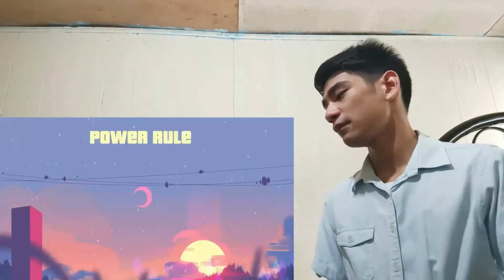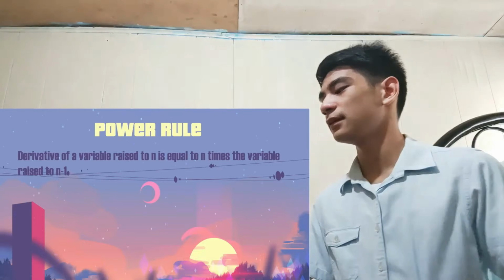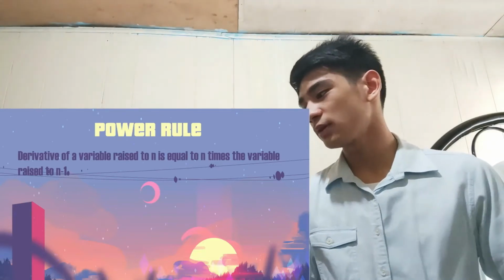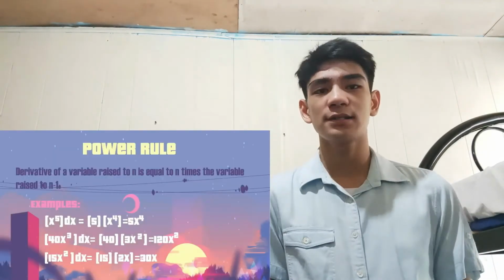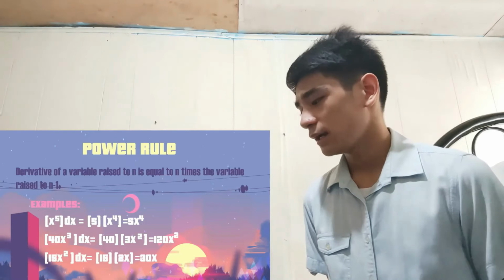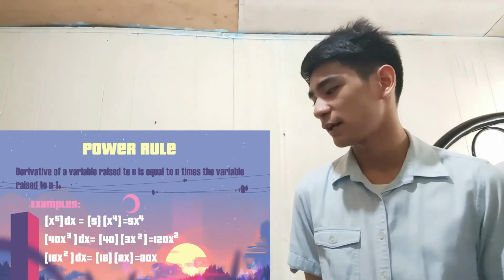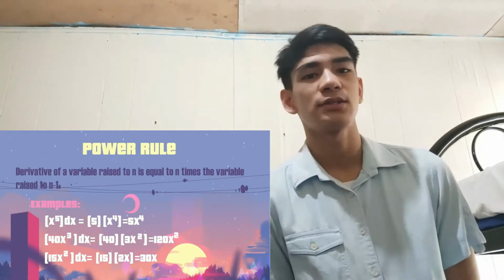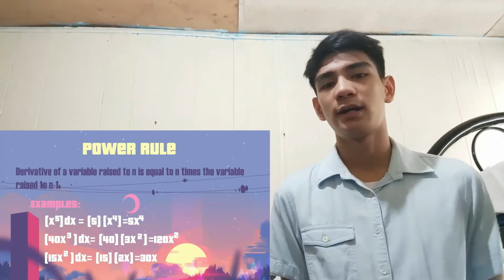The next rule is the power rule. This rule states that the derivative of a variable raised to n is equal to n times the variable raised to n minus 1. For example, the derivative of x raised to 5 will be n, which is 5, times the variable raised to n minus 1, which is 5 minus 1. And the answer will be 5x raised to 4.